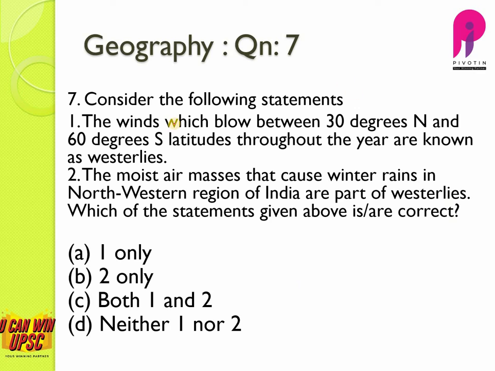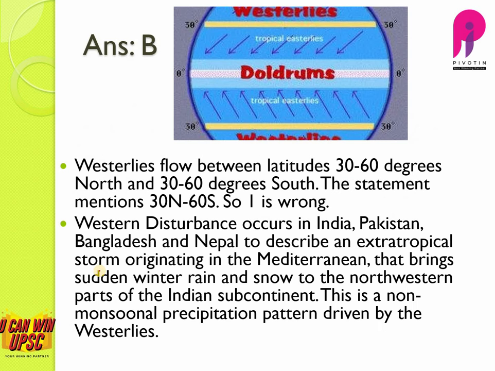Consider the following statements. The winds which blow between 30° north and 60° south latitudes throughout the year are known as westerlies. Actually, you may read the question once and find it right, but you have to read it very carefully because it is 30° north and 60° north. So this is wrong actually. The moist air masses that cause winter rains in northwestern region of India are part of westerlies. Yes, this is correct. So the answer is B actually.